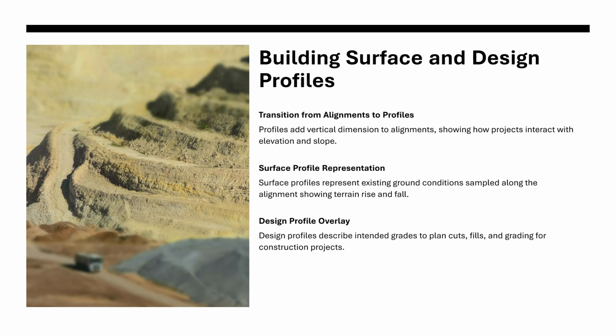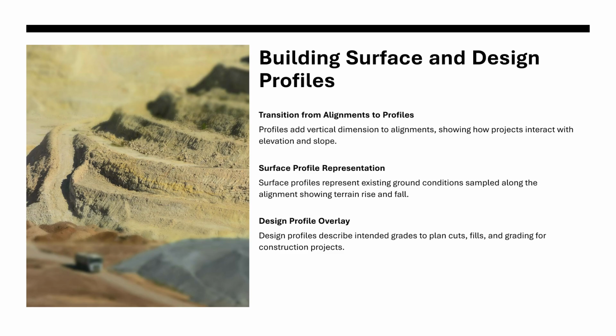Looking at our Lab 7 exercise, we moved from creating alignments to building profiles and vertical curves. The purpose of this was to take the horizontal framework of a design and give it its vertical dimension. Alignments tell us where a project lies on the ground. Profiles and curves show us how it interacts with elevation, slope, and grade.